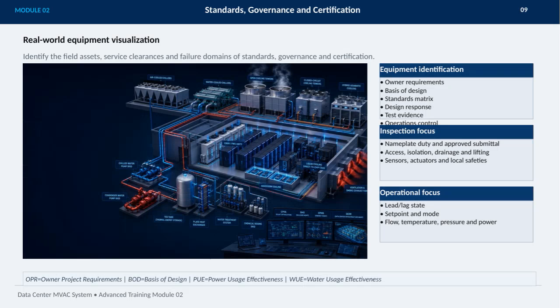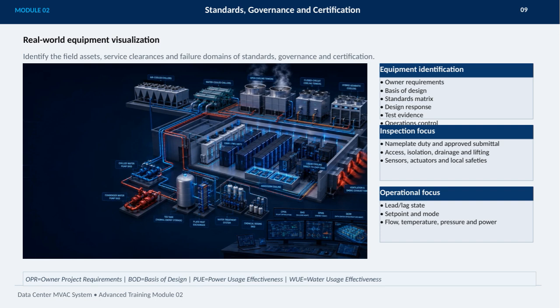In this module, we focus on standards, governance, and certification within data center MVAC systems. We'll take a real-world look at equipment visualization to help you identify key field assets, service clearances, and potential failure domains. It's crucial to understand owner requirements and the basis of design, which guide the standards matrix, design response, and test evidence, ultimately shaping operations control.